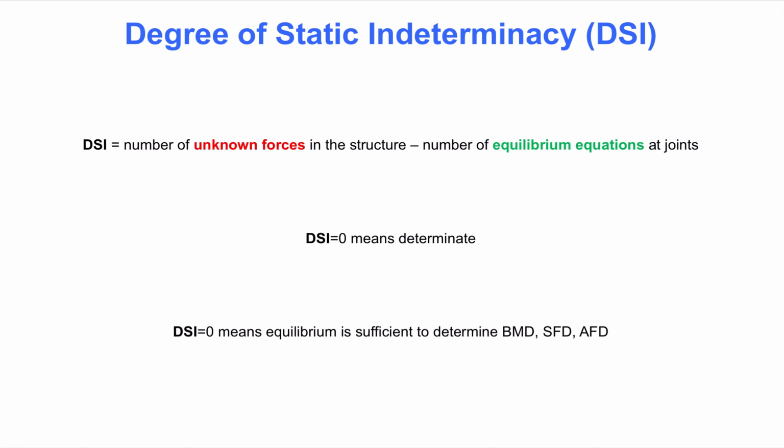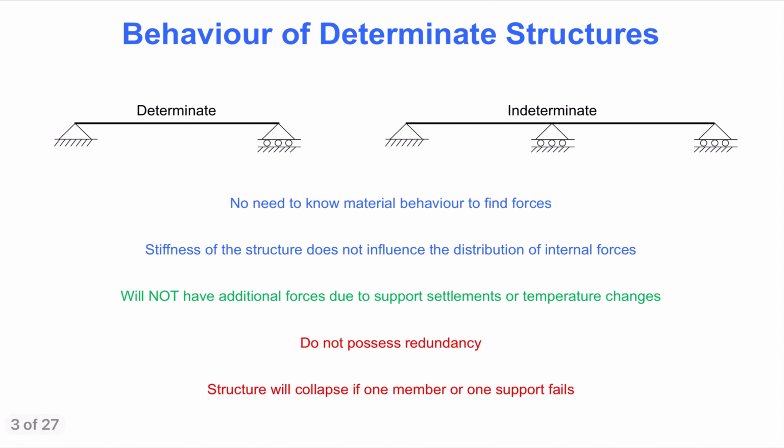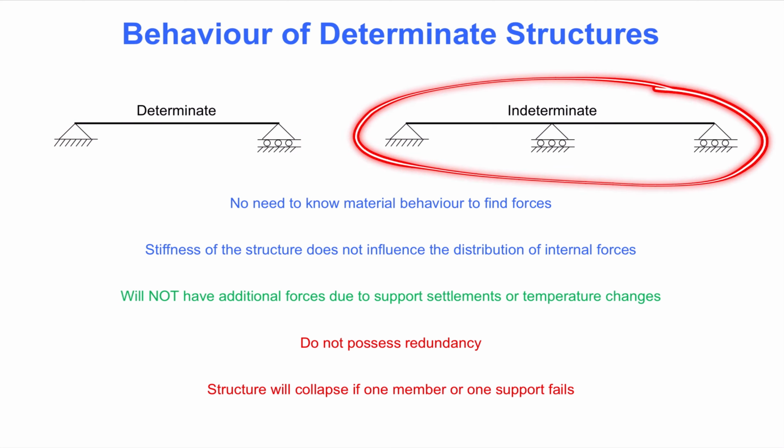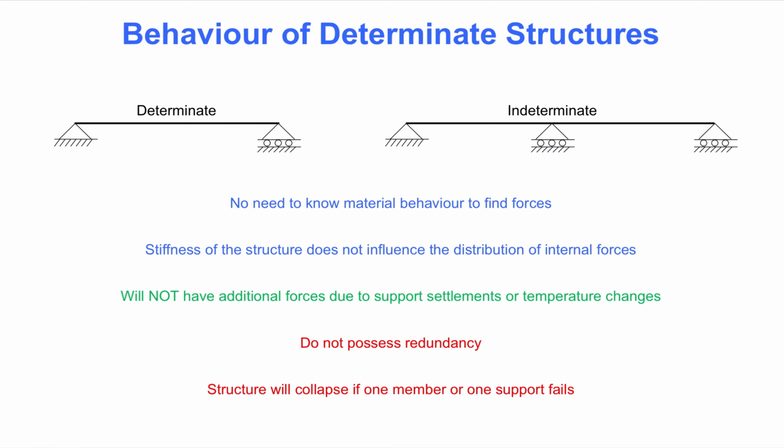The next slide outlines a few important characteristics of determinate structures. As a simple illustration, a simply supported beam and a continuous beam over 3 supports are shown at the top. One is determinate, the other is not. Before we get into the techniques to find out if a structure is determinate, note that there's no need to know anything about the material behavior to find the internal forces in a determinate structure. In other words, the stiffness of the structure does not influence the distribution of internal forces.